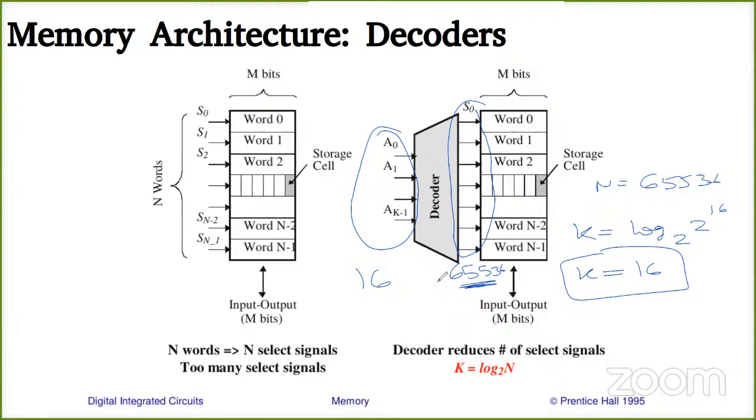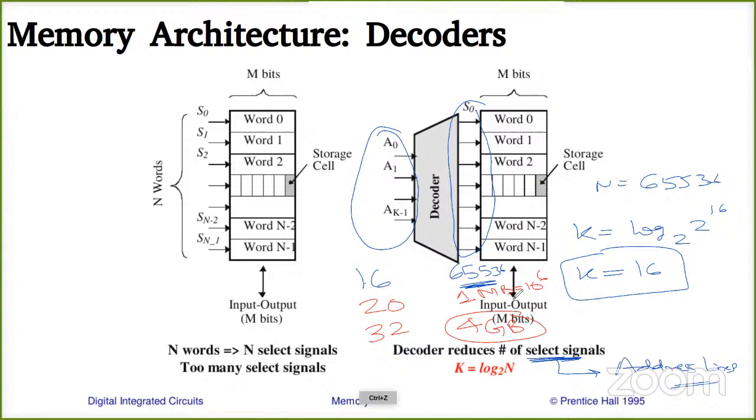So this decoder is used to reduce the number of select lines. What are select lines? It is your address lines itself. 16 address lines or 16 select lines can target 65,536 memory locations. 20 address lines can access 1 megabyte, 10 raised to 6 locations. 32 bits can access 4 giga memory locations, not gigabytes, 4 giga memory locations. 20 bits can access 1 mega of memory locations. 16 lines can access 64,000 memory locations.